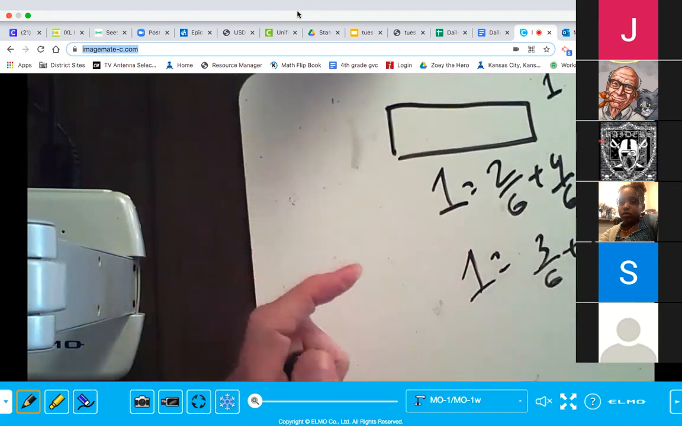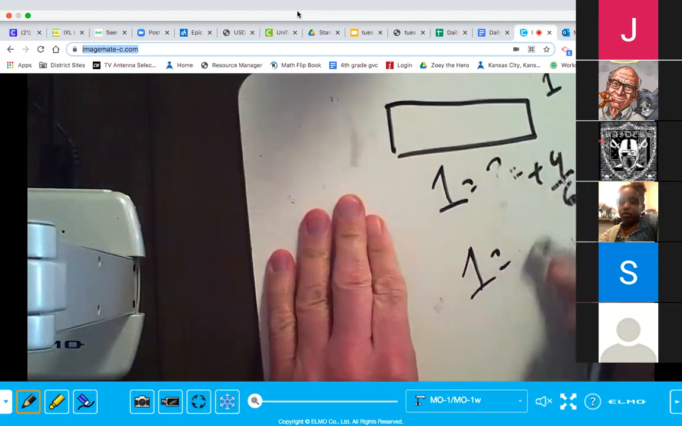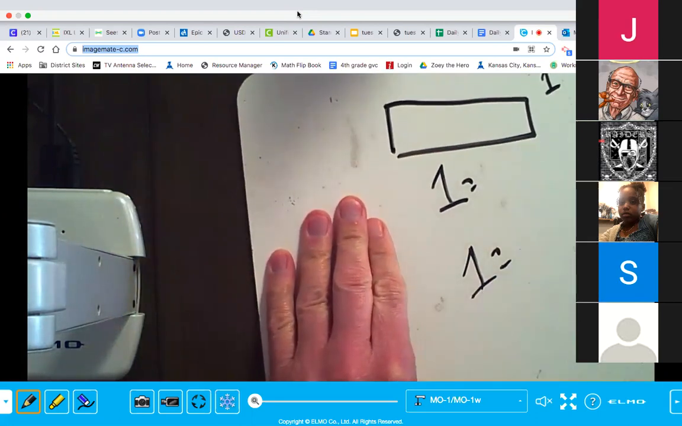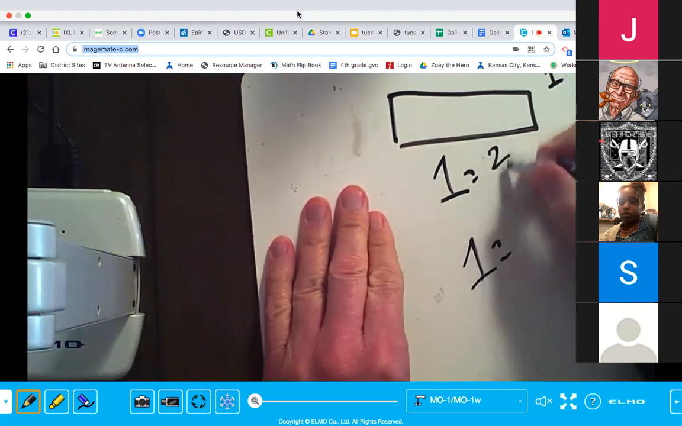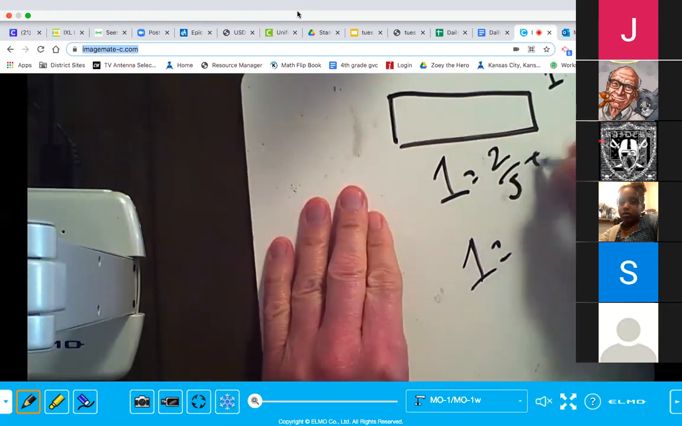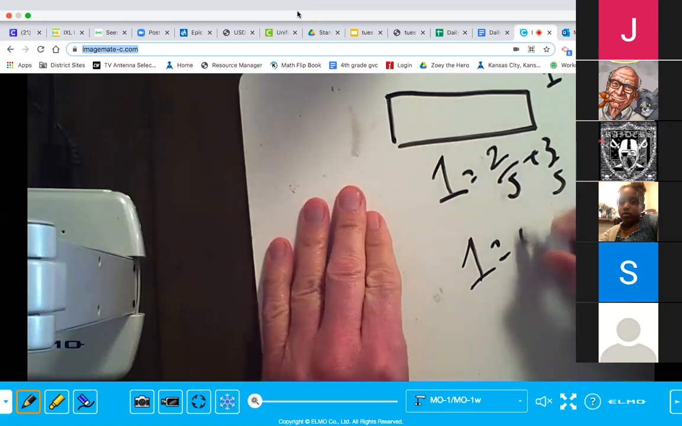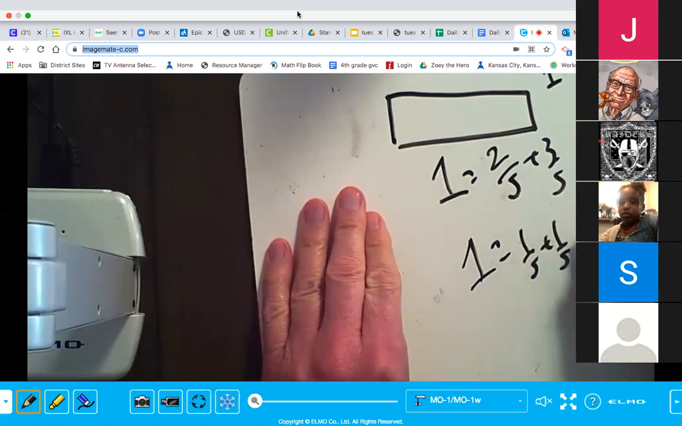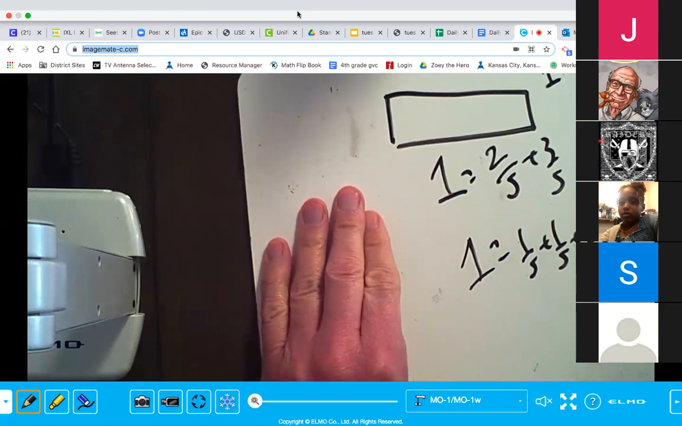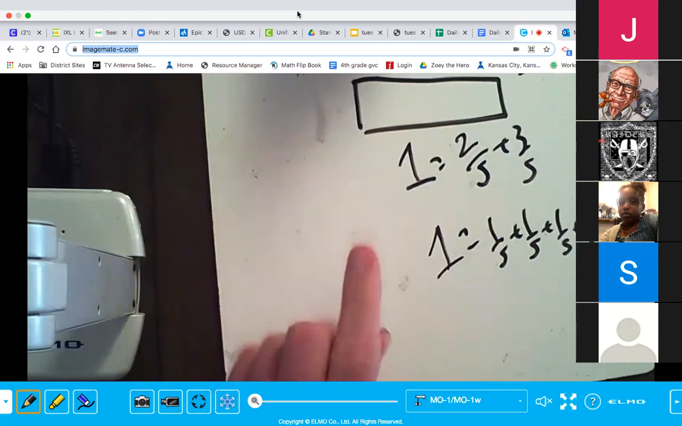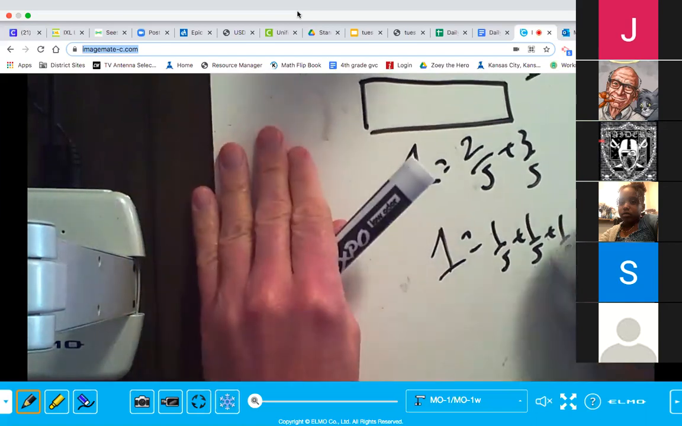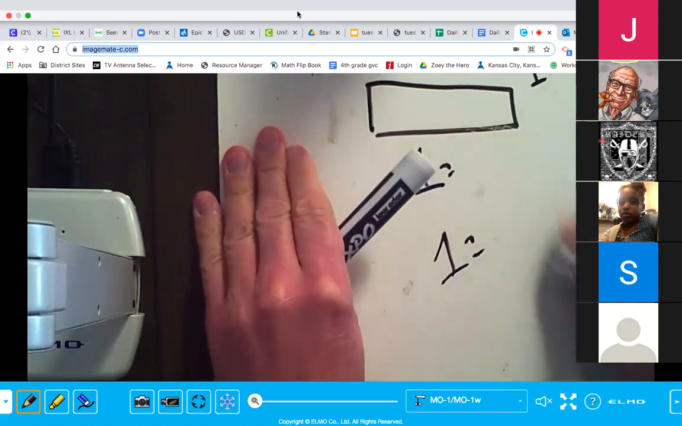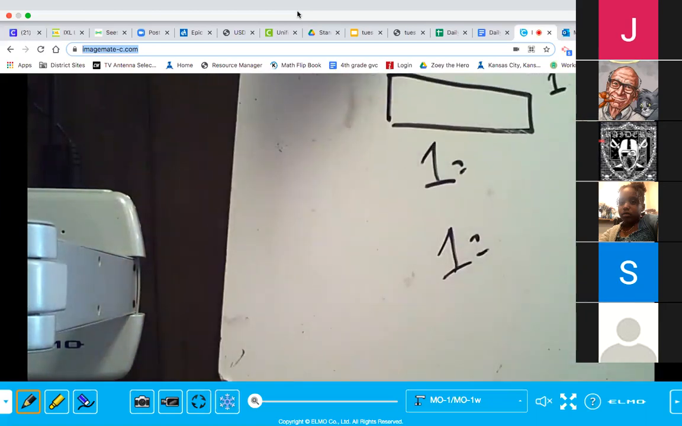Or maybe I said decompose it into fifths. Well, we got 5/5 here then, right? So that means we could decompose it into 2/5 and 3/5. We could do all unit fractions like that, right? Any number, pick a denominator. Somebody give me a denominator to decompose. 8. Eighths. Okay, we're gonna decompose into eighths.